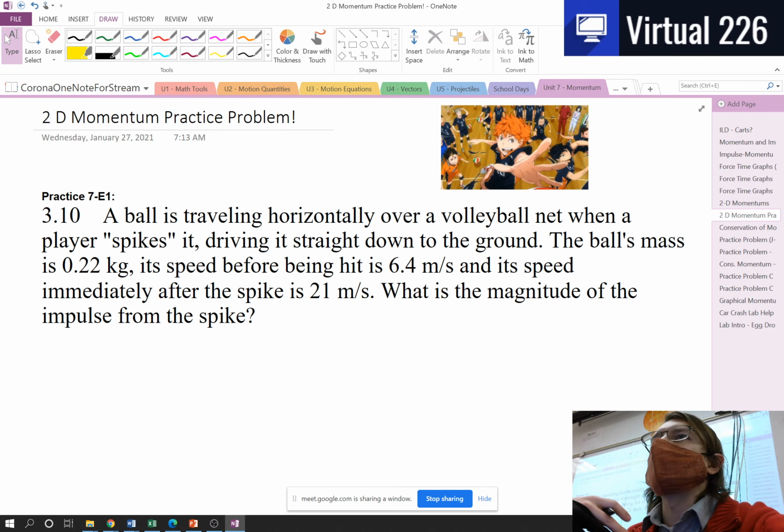Now, that's not very likely to happen in a game of volleyball, but let's just say it is in this instant. The ball is traveling perfectly horizontal over the net, and a player spikes it, and they drive this ball directly into the ground. It goes straight down. There's no angle. There's no funny business. The ball is just driven straight down, okay?